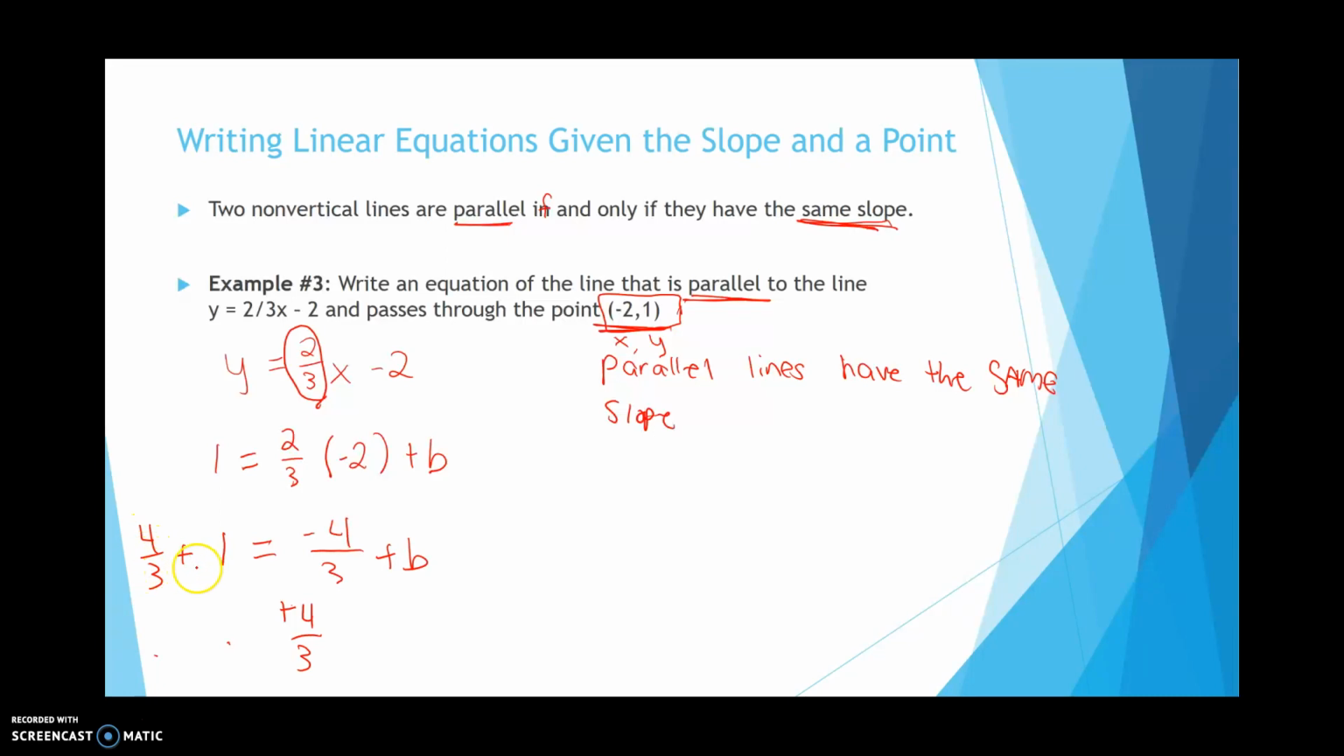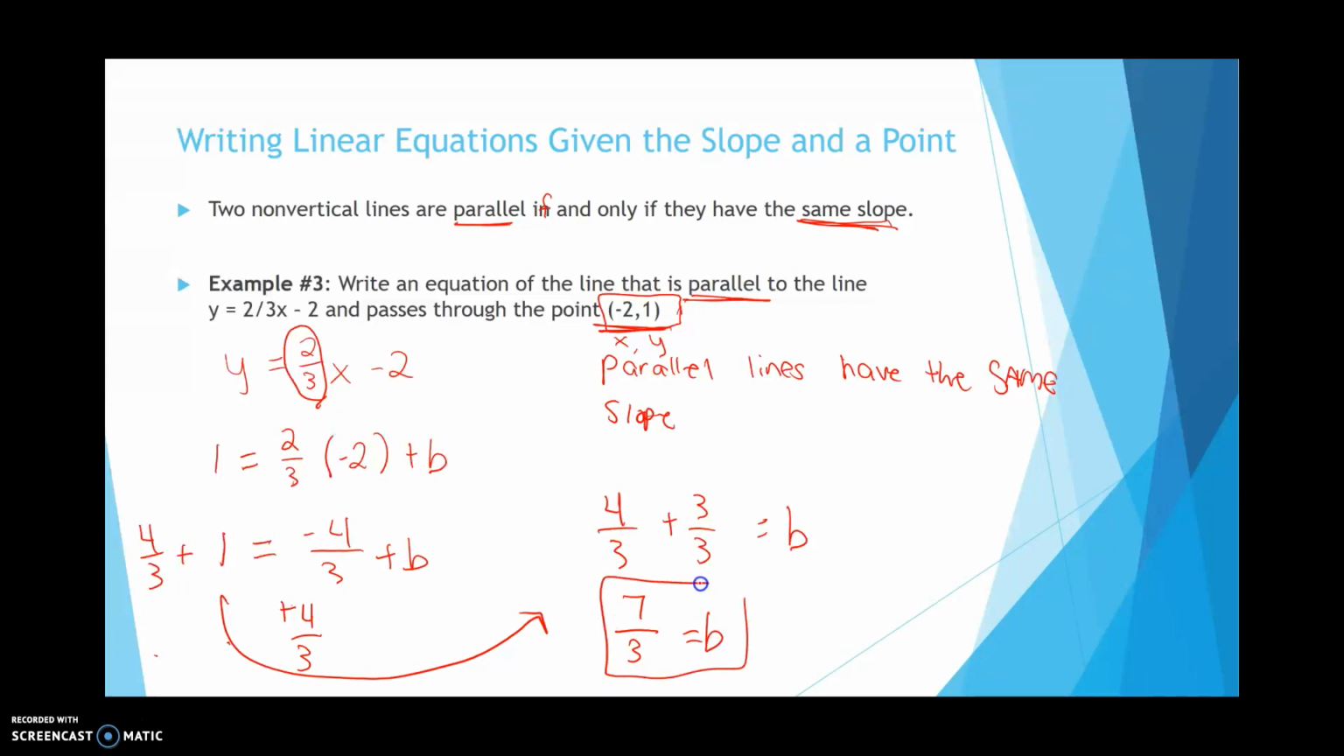Now 4/3 plus 1, I'm going to show my work coming over here now. Well, 3/3 is 1. So I could set this up as 4/3 plus 3/3, because that's 1 whole, is going to equal my b. 4 plus 3 gives me 7, and I have common denominators now because I'm adding the fractions, so that's 7/3 equals my b. So I'm going to rewrite this now in the slope-intercept form.